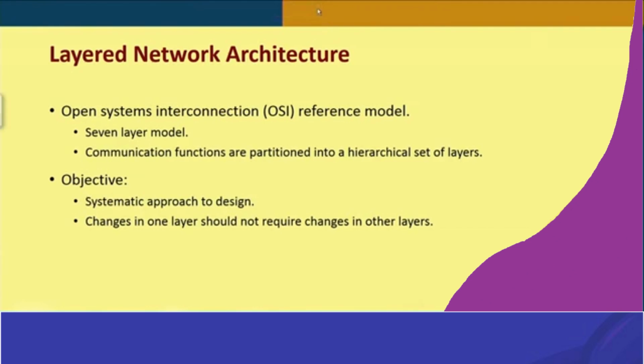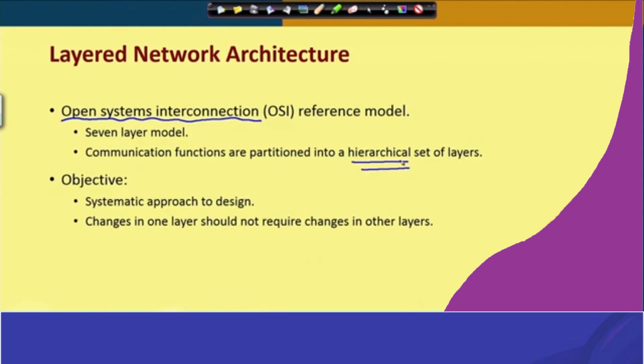Now, a very well known model is the so called OSI model. This is Open Systems Interconnection model. This was proposed by International Systems Organization, ISO. This is called ISO's OSI model, it is called. There are 7 layers in this model. I shall show the layers very shortly, and there is a hierarchical relationship among these layers.